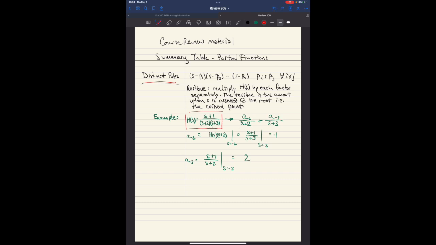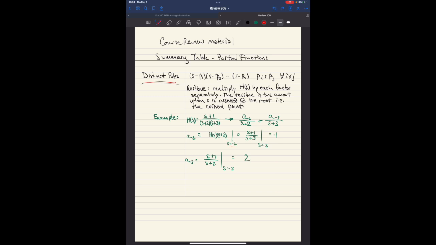So the technique for this is we look at the offending point, which is at s equals minus 2. You can see that if we put in minus 2 right here, we're going to have a bad time because this is going to go to 0. The whole thing's going to blow up, and H(s) is not going to be happy.